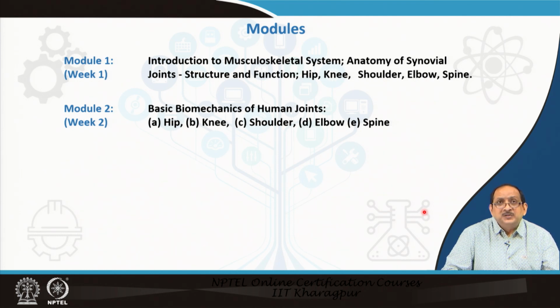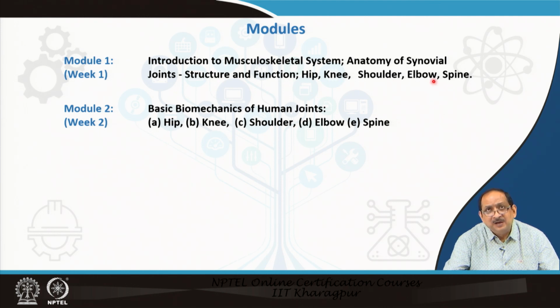Module 2 consists of the basic biomechanics of the human joints. So, here we will discuss the basic biomechanics of hip, knee, shoulder, elbow and spine based on what we have discussed earlier in module 1. Basically, module 1 will be covering more on anatomy and movements of the joints, whereas module 2 will be concentrating on the mechanics involved in the human joints.